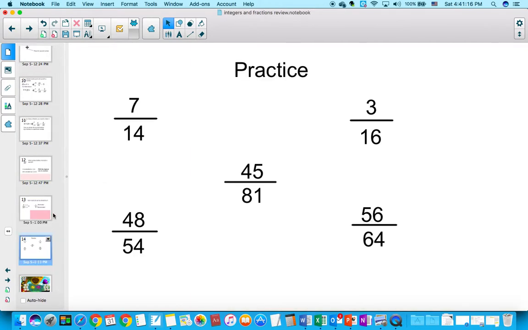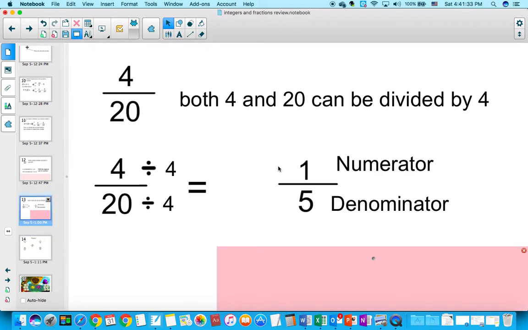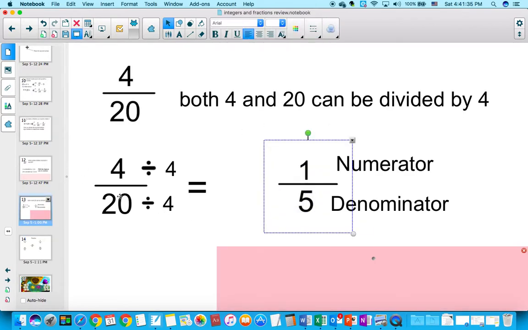So in this one, I want you to be able to simplify each of the fractions. What I'm asking is, what number can I divide the top, the numerator, and the bottom, the denominator, by, so that I can get the fraction to be smaller numbers? It's not that I change the fraction. If I go 4 over 20 and 1 over 5, they have the same value.